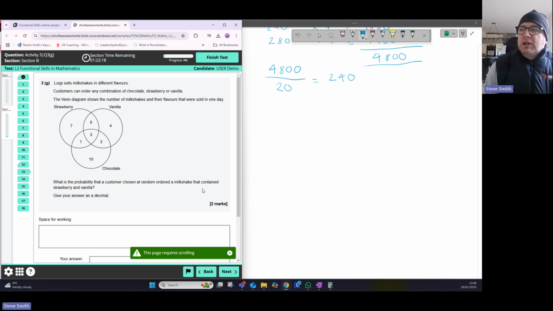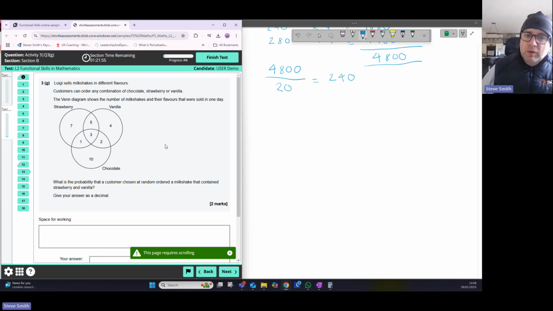Luigi sells milkshakes in different flavors. Customers can order any combination of chocolate, vanilla, and strawberry. The Venn diagram shows the number of milkshakes and their flavors that were sold in one day. What is the probability that a customer chosen at random ordered a milkshake that contained strawberry and vanilla? Give your answer as a decimal.